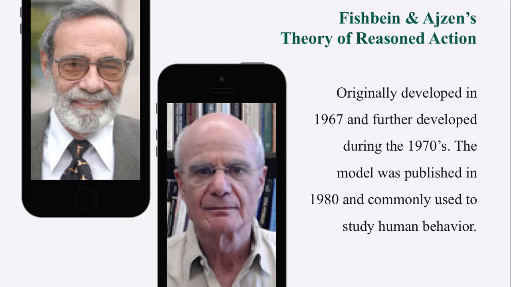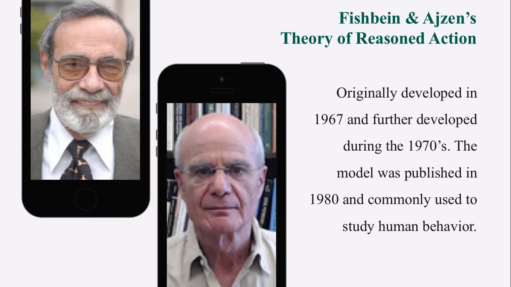the 70s. Fishbein at the University of Pennsylvania and Ajzen at the University of Massachusetts at Amherst were both working on similar concepts to explain human behavior. Fishbein and Ajzen collaborated to create and publish the model in 1980. By the 1980s, the model was commonly used to study human behavior.